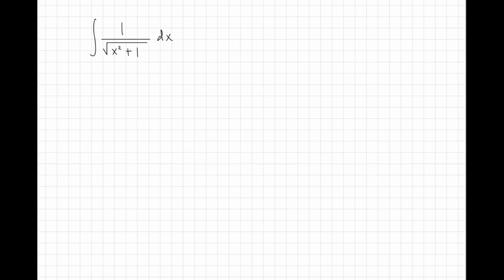So let's go ahead and draw a triangle out. We have a right triangle with some theta. Theta is right here. And we have, for the hypotenuse, the square root of x squared plus 1. Over here we have x, and over here we have 1. So the reason this here is the square root of x squared plus 1 is because a squared plus b squared equals c squared. So c equals the square root of a squared plus b squared.